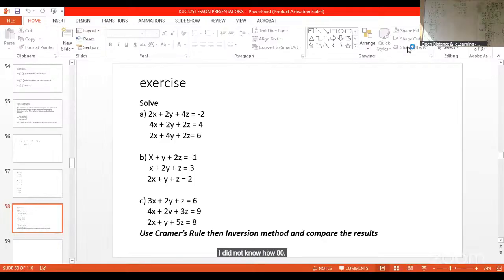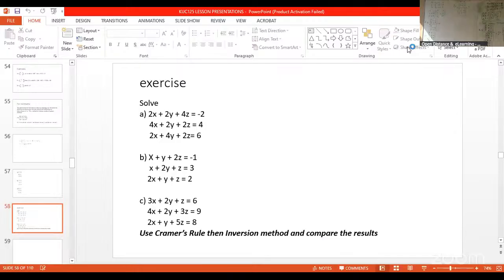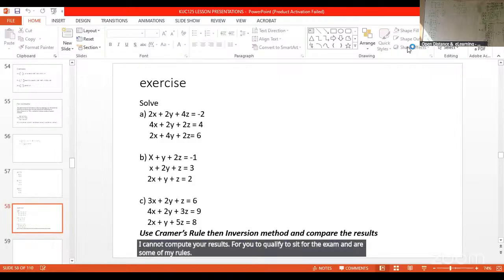If you qualify, I'll give you. If you deserve an A, I'll give you an A. Kwa hiyo mbili sasa mtatumia gani? Kama una swali ya mahakama tu. I'll average 2 cuts. If I get an A and I missed a cut, that's an incomplete mark. I cannot compute your results. For you to qualify to sit for the exam, there are rules. You must have continuous assessment.